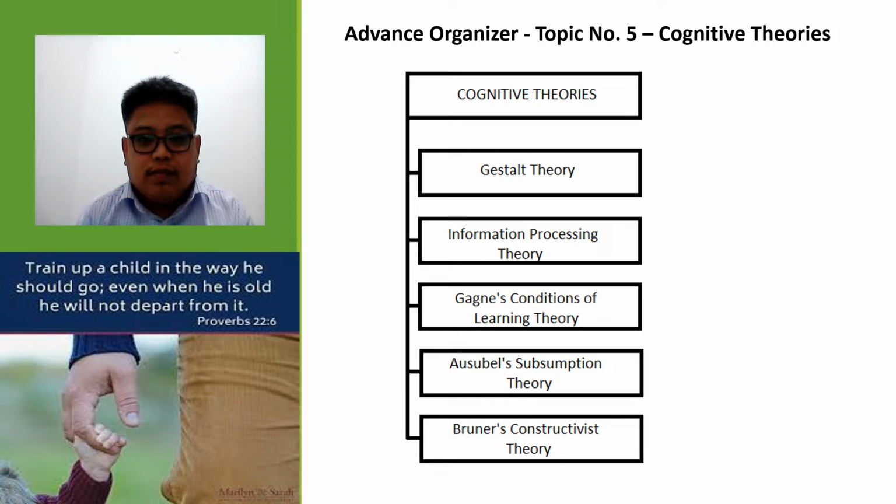Advanced Organizer, topic number 5, cognitive theories. Here we will discuss the 5 theories of cognitive theories. Number 1 is Gestalt theory. Number 2 is information processing theory. Number 3 is Gagne's conditions of learning theory. Number 4 is Ausubel's subsumption theory. And last is Bruner's constructivist theory.